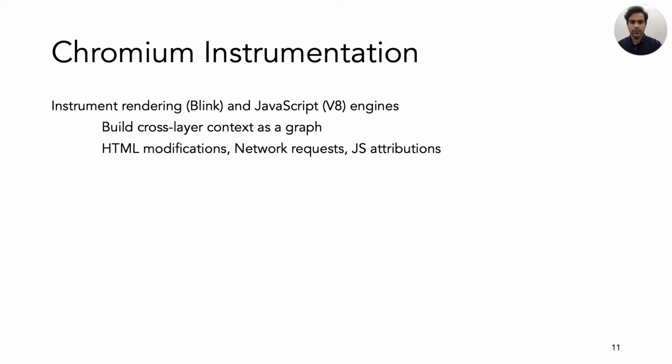In AdGraph, we instrument Chromium to capture fine-grained cross-layer context. Specifically, we instrument both the rendering and JavaScript engines. We capture all HTML modifications like element creation, insertion, and deletions, network requests originating from HTML elements and scripts, and JavaScript interactions with HTML elements and network requests. After capturing the cross-layer interactions, we model them in the form of a graph.